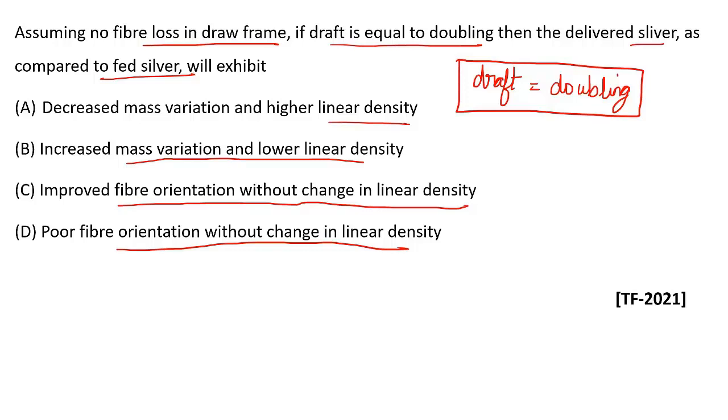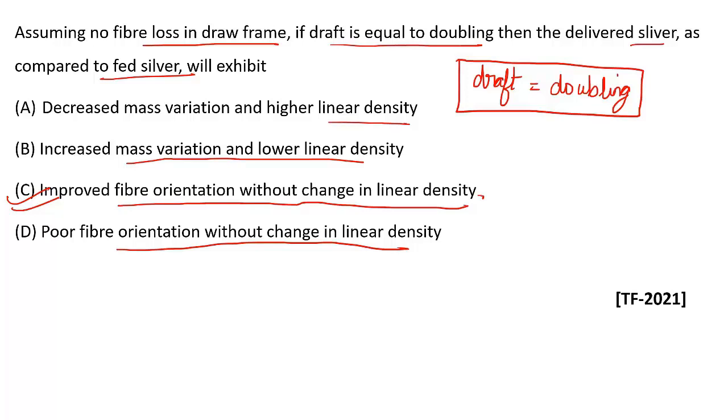But what would be the use of drafting then? So drafting improves the orientation of the fiber, so no change in linear density, but the fiber orientation will be improved due to the drafting and the doubling that is done on the fiber surface. So option C would be the correct option, improved fiber orientation without change in linear density.